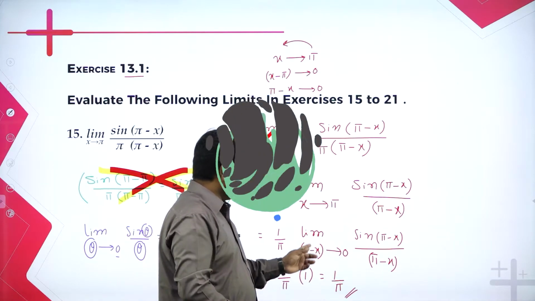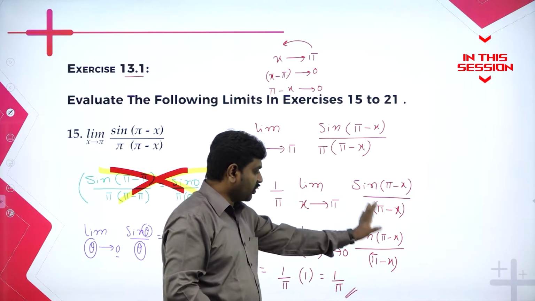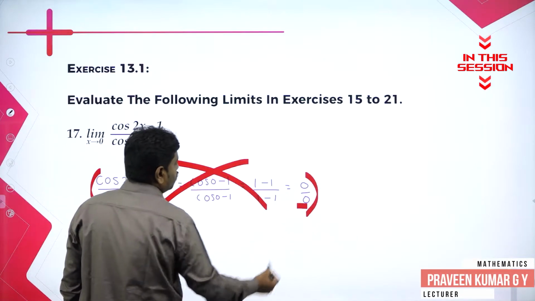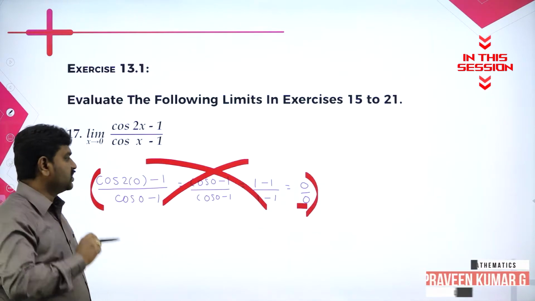Using the theorem, limit x tends to 0 sin x by x. This whole format becomes what? 1. This is wrong. Why? Because I am getting 0 by 0. Whenever you apply limit, you should never get 0 by 0.